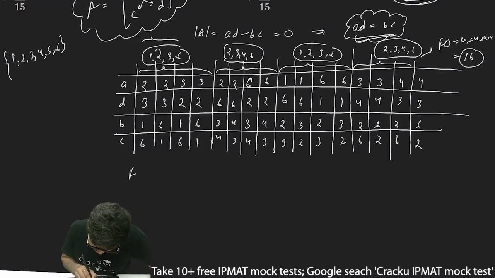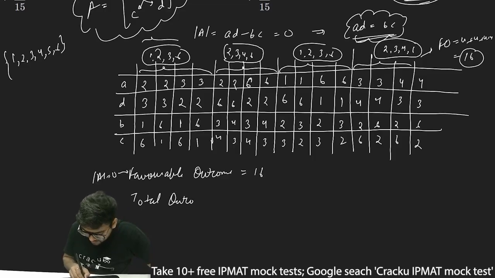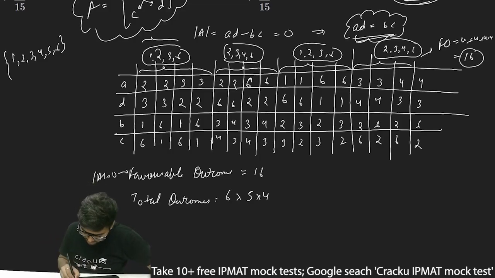So I can write favorable outcomes when determinant of A is equal to 0 is 16. If I calculate the total outcomes, it will be any distinct values of A, B, C and D possible. The first number can be filled in 6 ways, the second in 5 ways because one place is already taken up by the first number. So 6 into 5 into 4, because two numbers are already taken by the first and second, into 3. So the total outcomes will be 6 times 5 is 30, into 4 is 120, into 3 is 360. So this will be my total outcome.